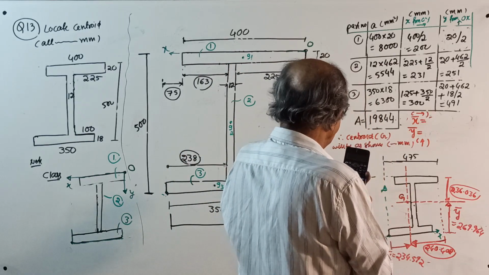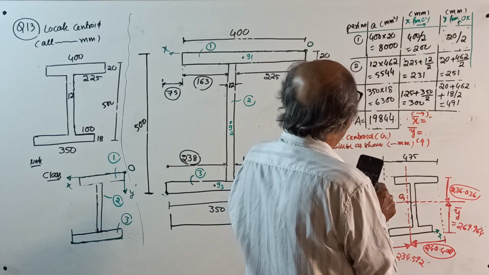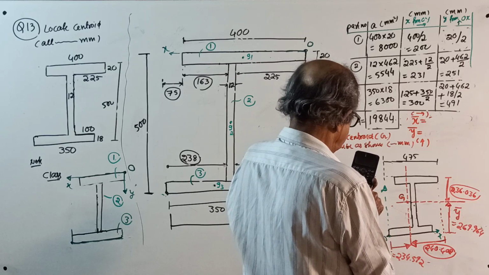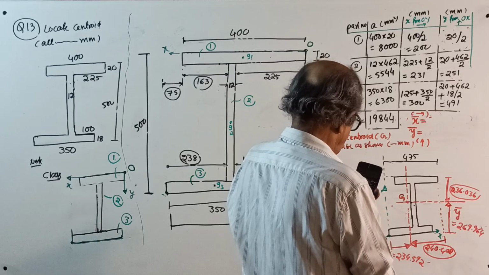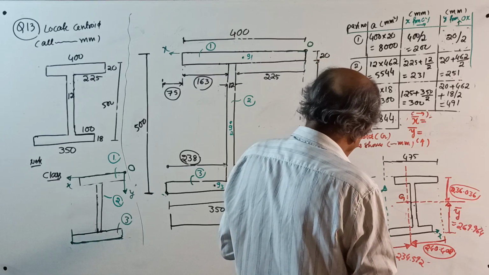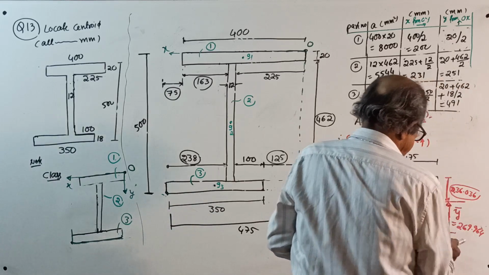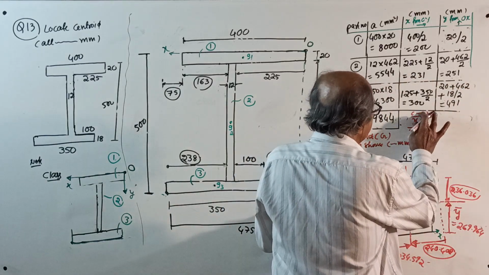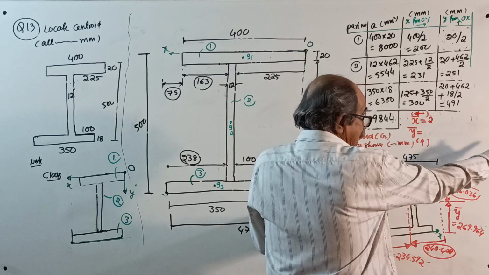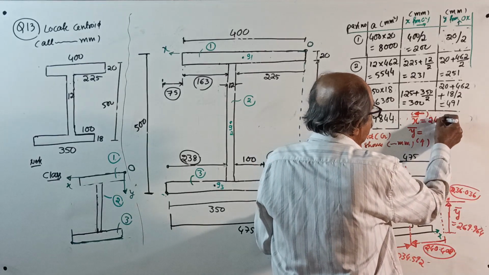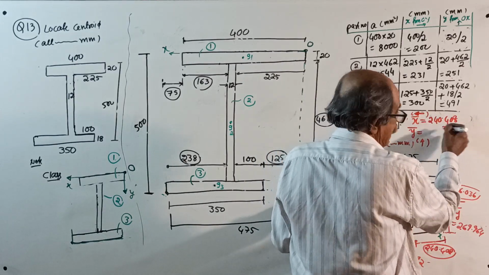8000 into 200 plus 5544 into 231 plus 6300 into 300, divided by 19844. 240.408. Yes, correct. See here, 240.408. But this time your x bar is to the left side. Remember, it is the left side. From the right hand, left side, 240.408 millimeter. I really got it, no cheating.